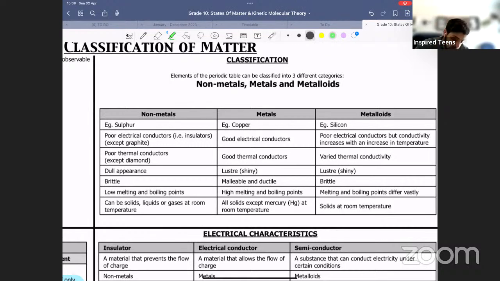So for non-metals, the example is sulfur, and they are poor electrical conductors. We know this about non-metals. They are insulators, basically, except for graphite. They are poor thermal conductors, except for diamond. They have a dull appearance. They are brittle. They have low melting and boiling points.